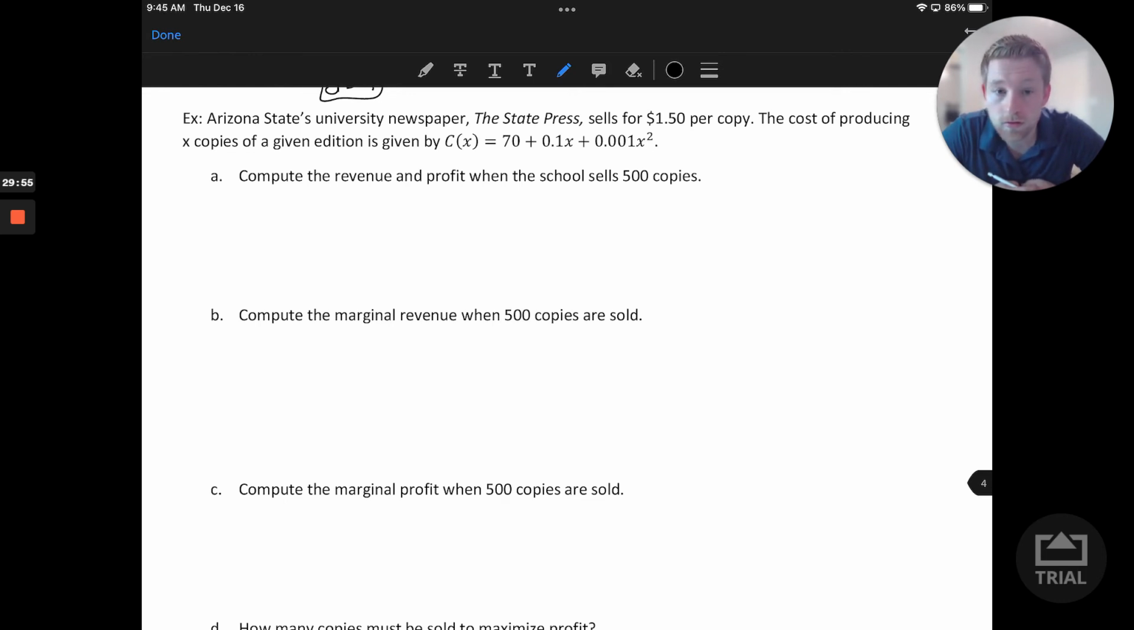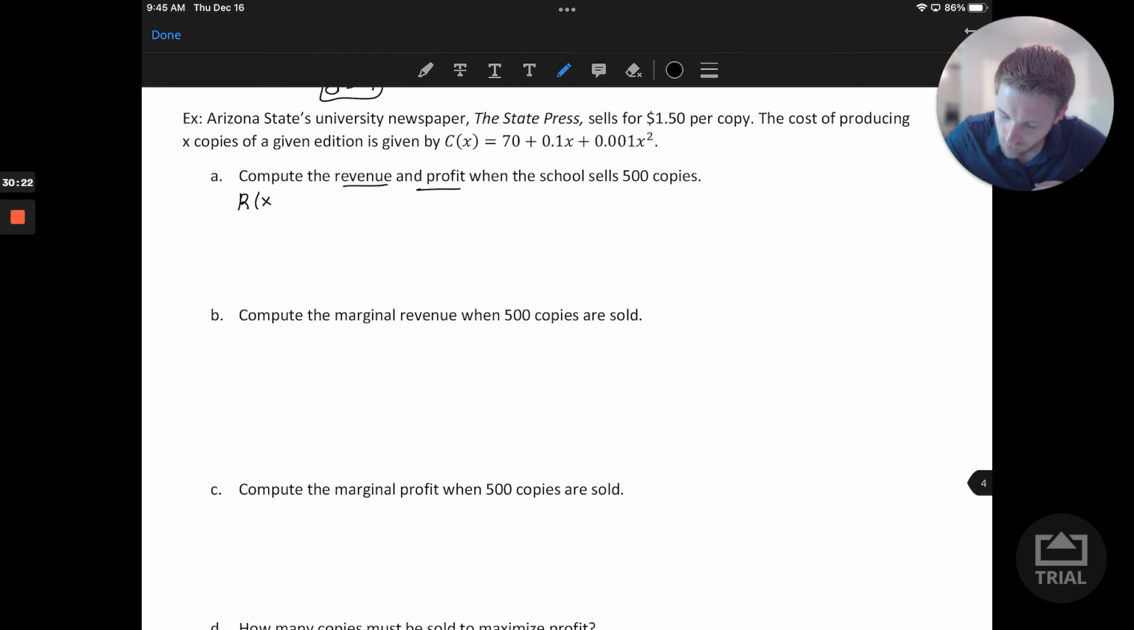Let's first compute the revenue and profit when the school sells 500 copies. So we want revenue and profit for 500 copies. Let's jump into that. If I wanted to consider the revenue and the profit, let's start with the revenue. We'll call that R of X.